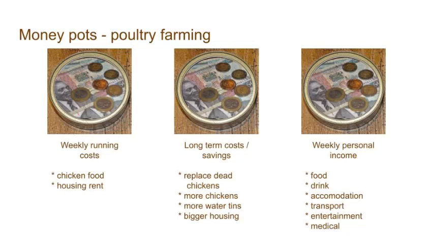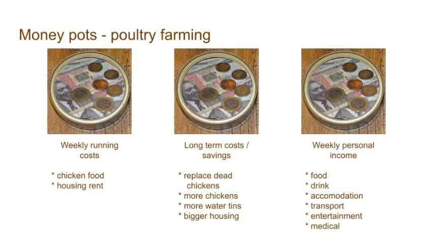And then finally, this is going to be the same, I think, for any business that we're running. The weekly personal income, the things that you would use this money for are obviously things like food and drink and accommodation, transport, entertainment, and any medical things that you need to pay for. Basically, that's your money. That's the money that you're earning out of the business for yourself.